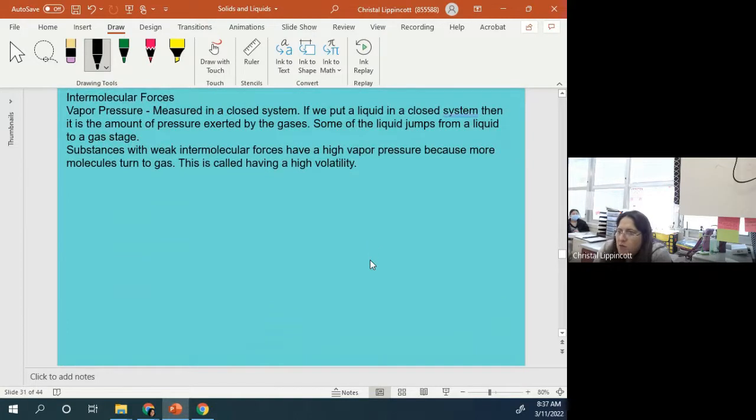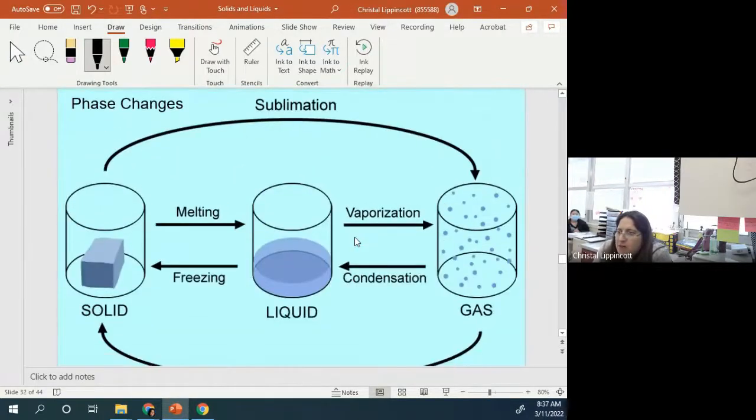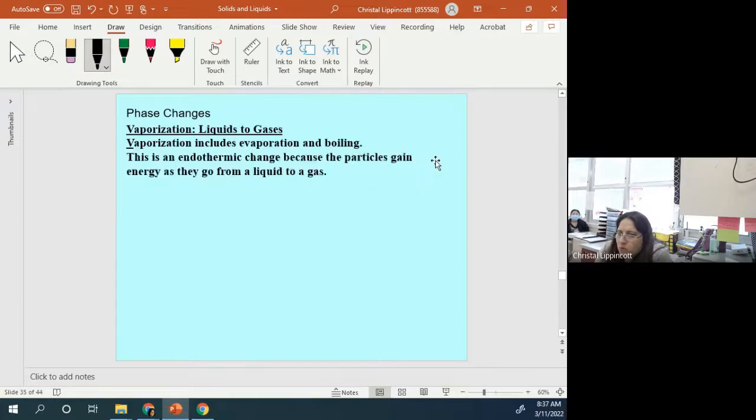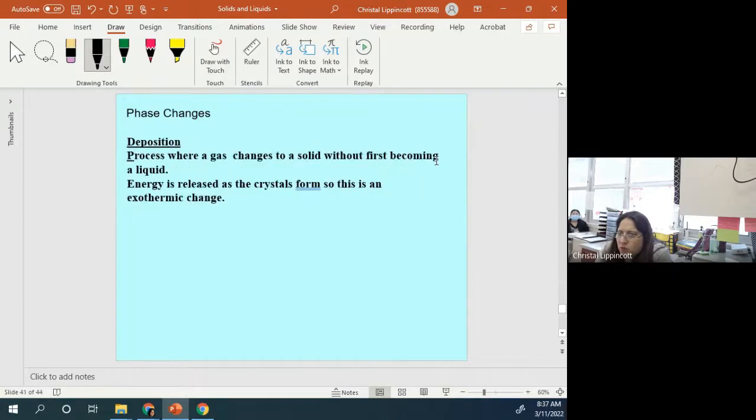Vapor pressure then, we talked about that a few minutes ago. We talked about volatility. Phase changes, are you guys familiar with these phase changes, what they are? So sublimation, you go directly from a solid to a gas. We talked about these back in chapter 3, I believe. And then deposition, you go from a gas right to a solid. So this is like the frost that's on your windshield in the morning. It's going from humidity in the air right to that ice on your windshield. Okay, those are just the phase changes. Those are available for you.